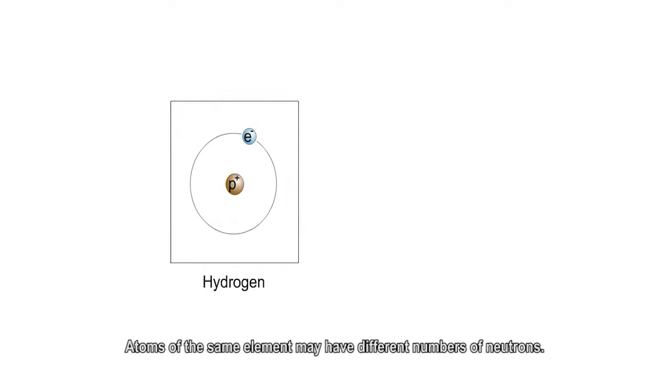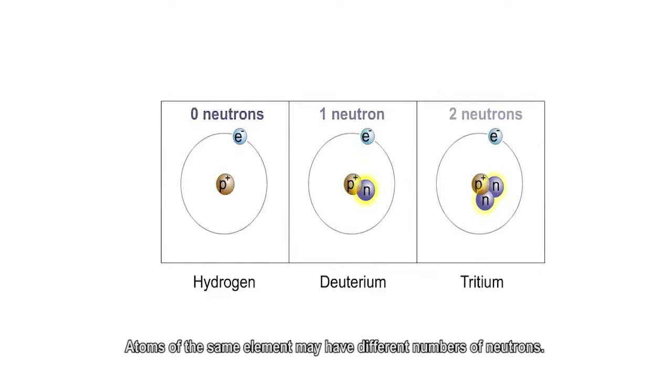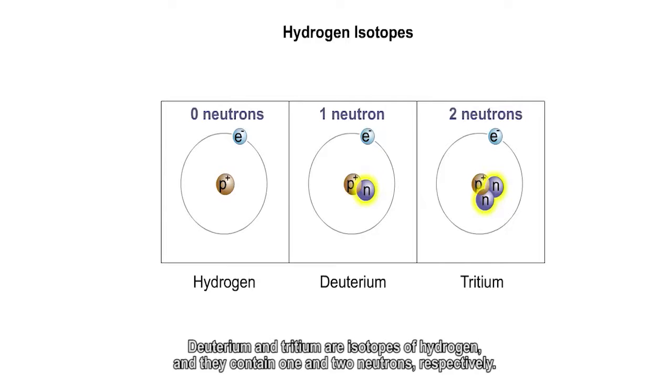Atoms of the same element may have different numbers of neutrons. When this occurs, the atoms are called isotopes of each other. Deuterium and tritium are isotopes of hydrogen, and they contain 1 and 2 neutrons respectively.